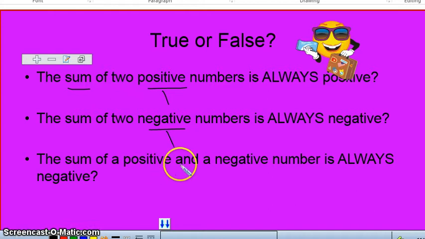Here, the sum of a positive and a negative number is always negative. Well, remember on that last page, if we had 4 plus -3, and we ended up with a positive 1, this is a positive and a negative number, and we're adding them and getting a positive 1. So that must be false, because we can find a counterexample for that. Anytime your positive number has a bigger absolute value than your negative number, you're going to get a positive answer.